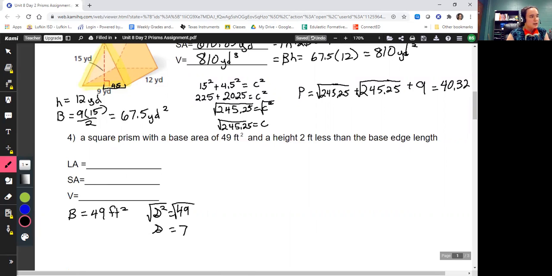And that means that our height is 2 feet less than 7. So 7 minus 2, which is 5 feet. And we can find our perimeter by adding 7 plus 7 plus 7 plus 7. And that equals 28 feet.